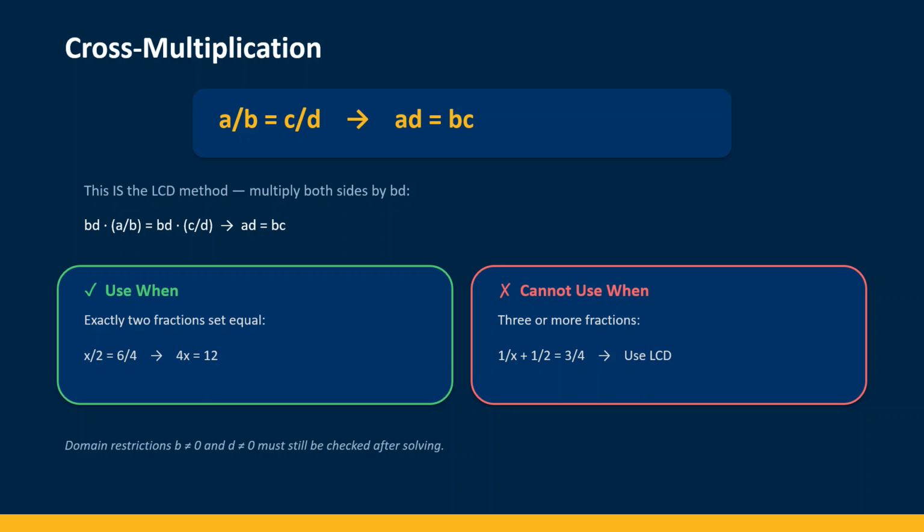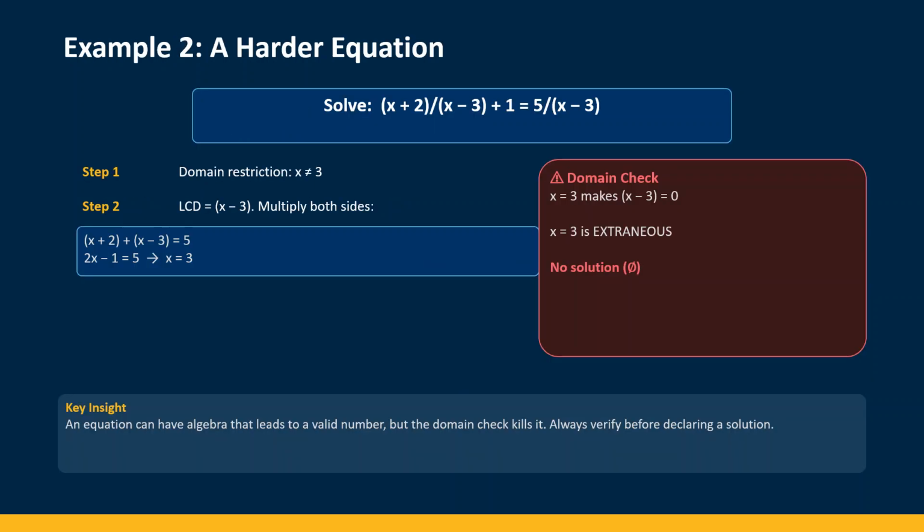This is example 2, a harder equation. We want to solve (x + 2)/(x - 3) + 1 = 5/(x - 3). In step 1, we identify the domain restriction. Since x - 3 appears in the denominator, x cannot equal 3.